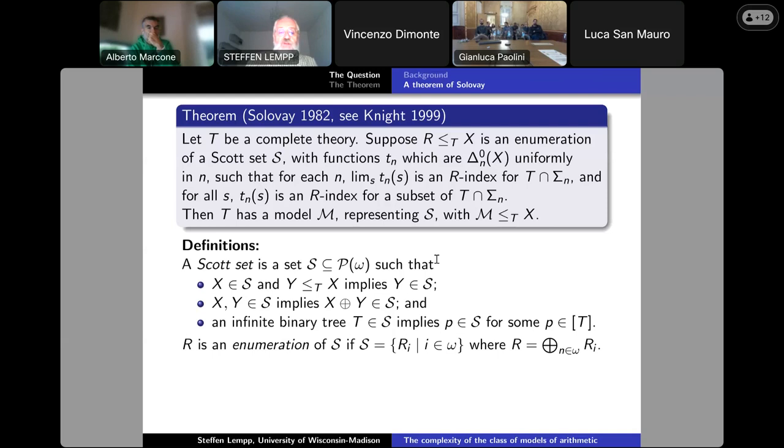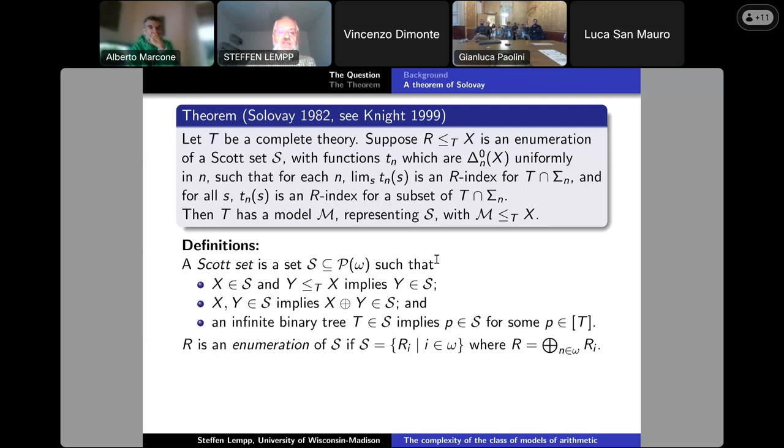Enumeration is maybe a little more special term. So I call R an enumeration of a Scott set if I can think of R as an infinite join of columns R_i. So think of R as being basically two-dimensional, and the columns of R are, let's call them R sub i. And then script S is simply the collection of all columns R_i. Notice that there's of course great ambiguity in how the R_i's are organized. For example, any permutation of the columns will do. Also, the R_i's can be repeated. There's no restriction on it whatsoever. The only thing is that we have a countable Scott set, obviously, and the countably many sets in script S are simply listed as R_i, possibly with repetition. So exactly those come up. So R is an enumeration if that holds.